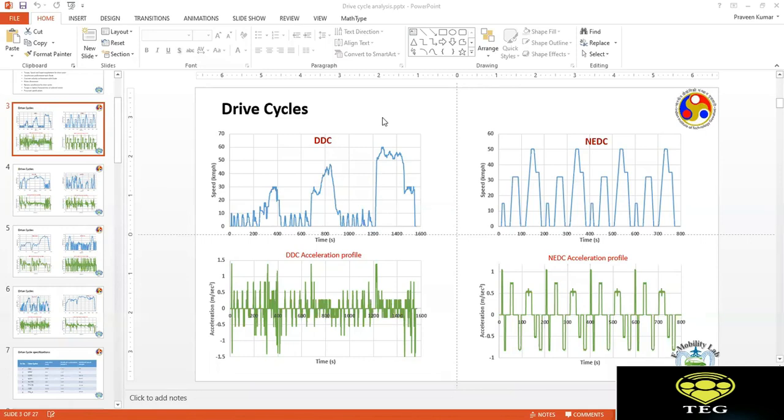So, okay, try to tell me, if I have more acceleration demand, what does it mean for the powertrain of the vehicle? Should the powertrain have more torque or less torque? If the acceleration demand is higher, does it mean that the prime mover, which can be an engine or a motor, should give more torque or less torque?